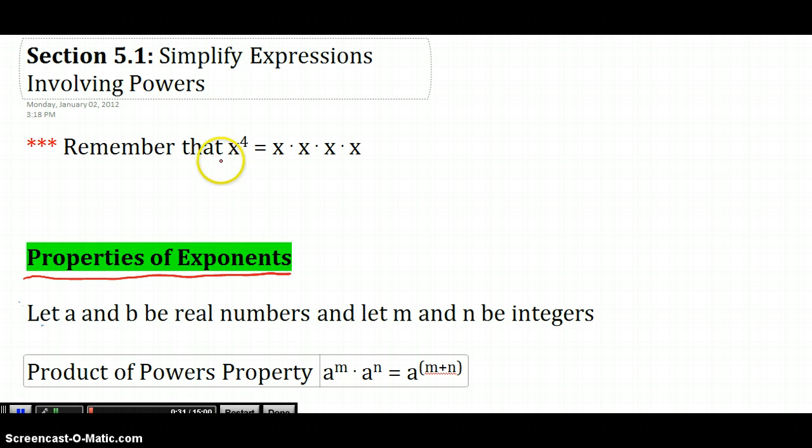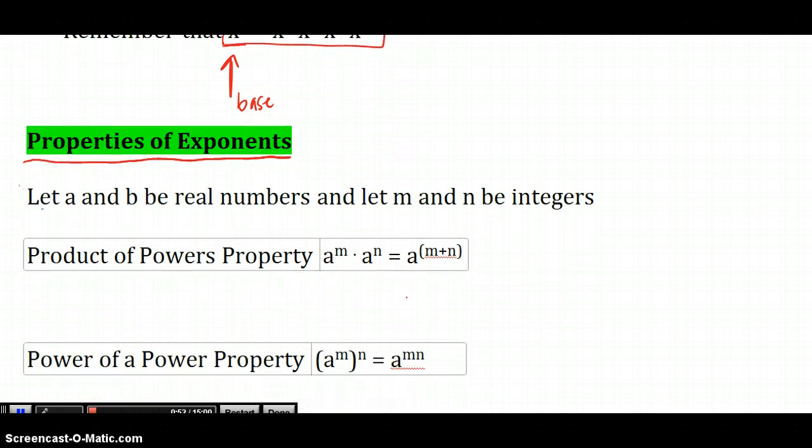So first we need to remember that if we have a term that's to a power, like x to the 4th, that just means that you have that base, so our base here is the x, times itself 4 times. So we'd have x times x times x times x. This is important to remember when we're going over these properties.